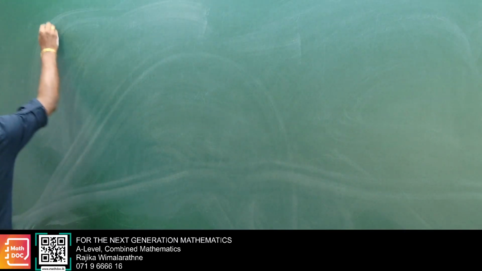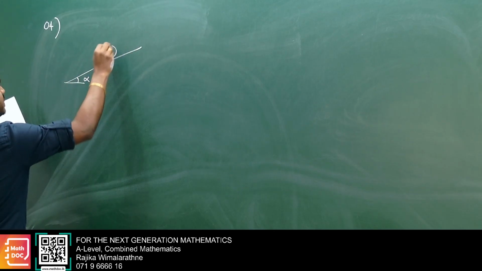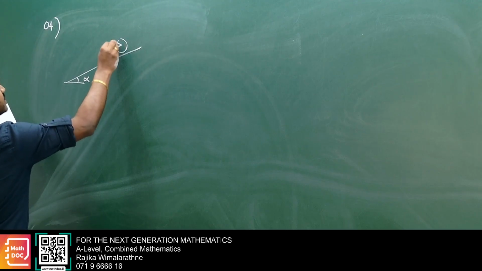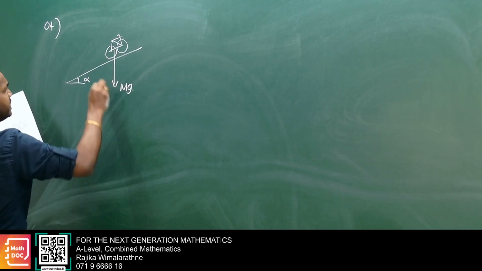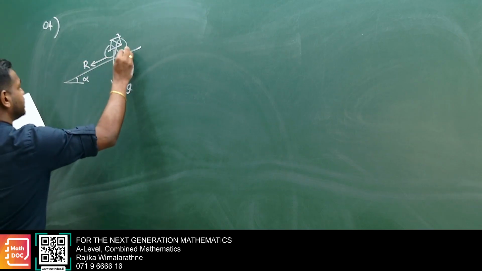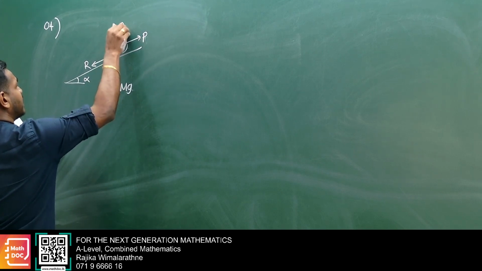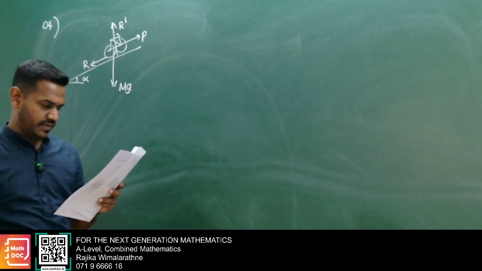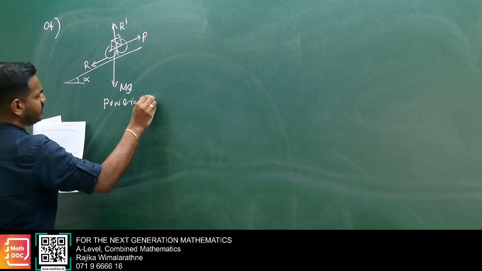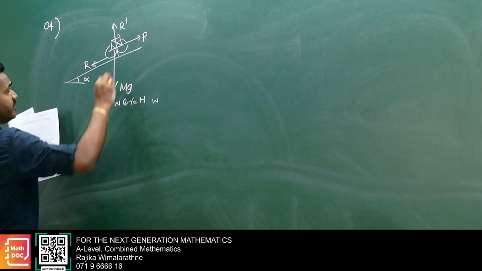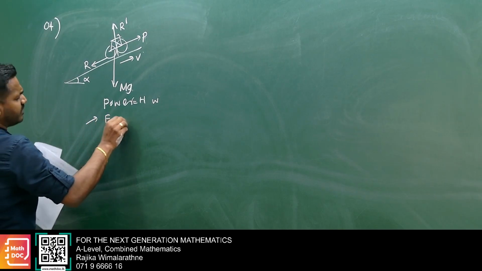Okay, question number 4. Here inclination alpha, take here the cycle, weight mg, resistance R. Let this tractive force P, and better to mark reaction as R dash. Okay. Now power capital H watts now. Then at this time velocity V. Now upward, F equals ma.